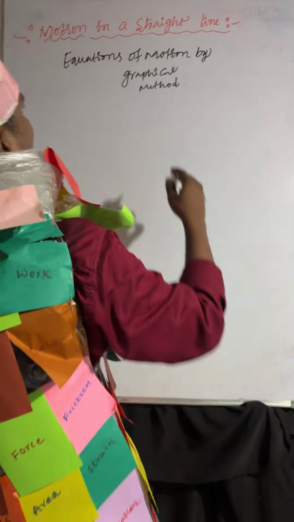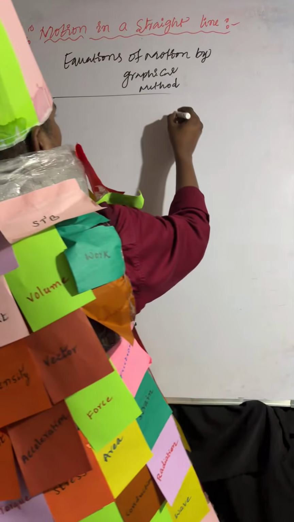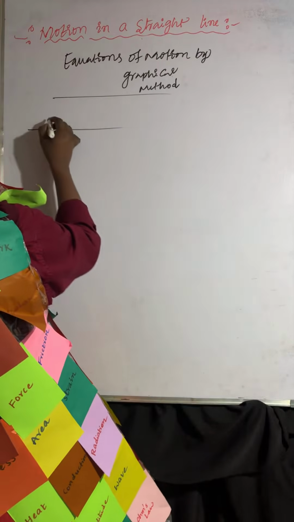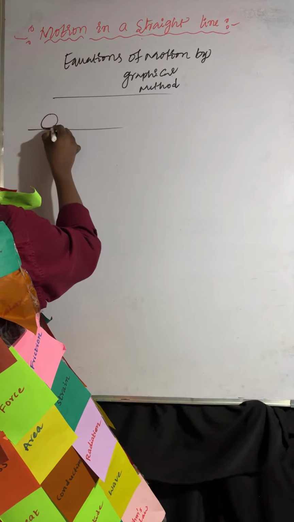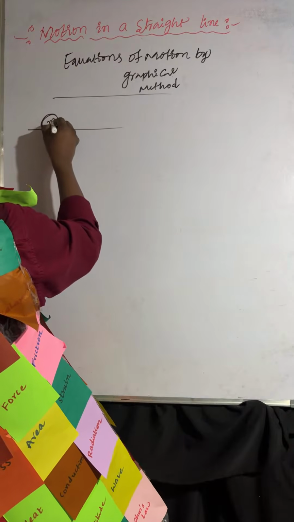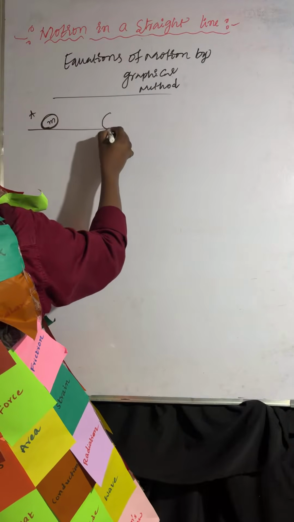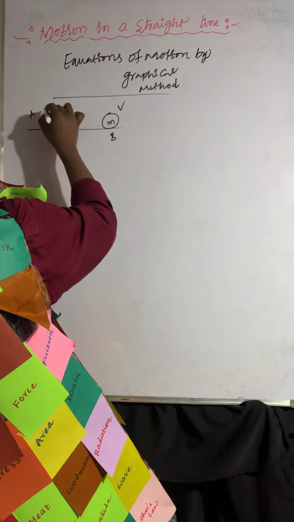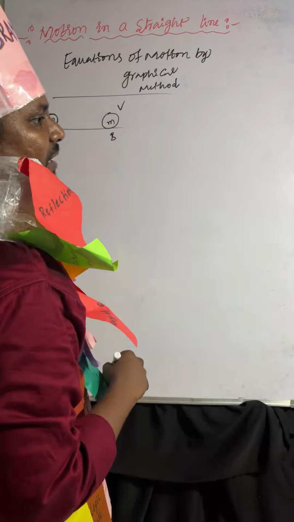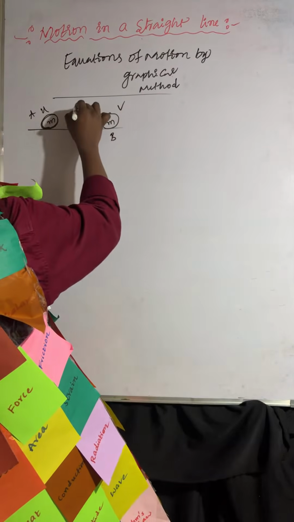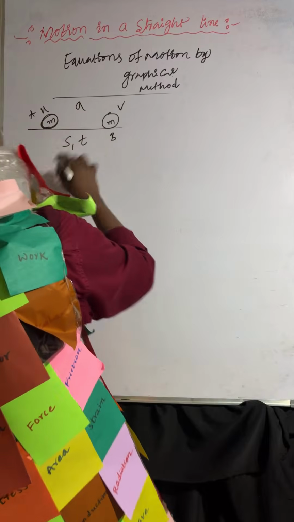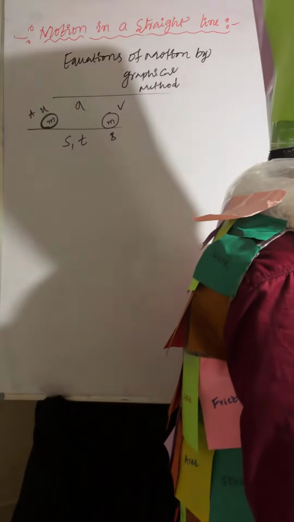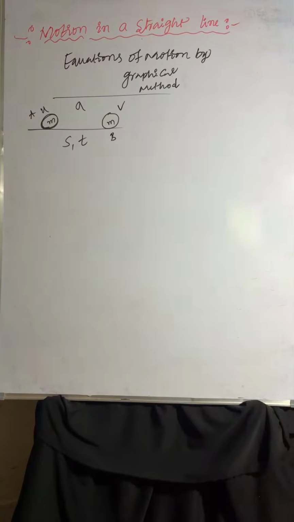So we have to use the graphical method. Here I am taking an object of mass m at position A, reaching position B. Same mass, initial velocity U, final velocity V, and acceleration A, with distance and time. I hope it is very clear. Understood or not?